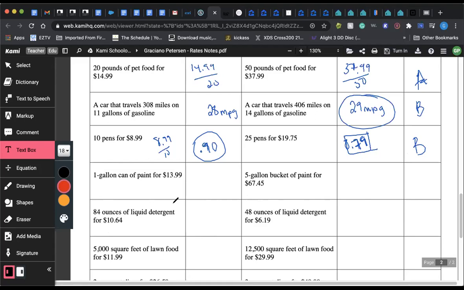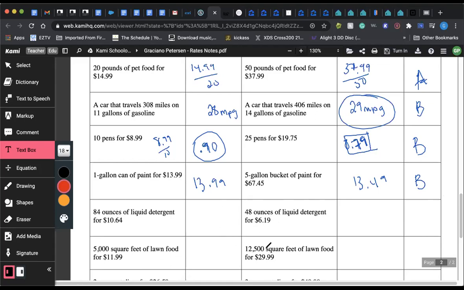What would you guys get? Would it be B, because B is 50 cents cheaper? Sorry, I'm one ahead. Yes, this one is $13.49. Sorry, I'm looking ahead too far. This one is $13.49. This one is $13.99. Yes, B is the better buy. I skipped ahead one. I apologize. Yes, B. I'm sorry, the next two after that were the ones I was thinking about.